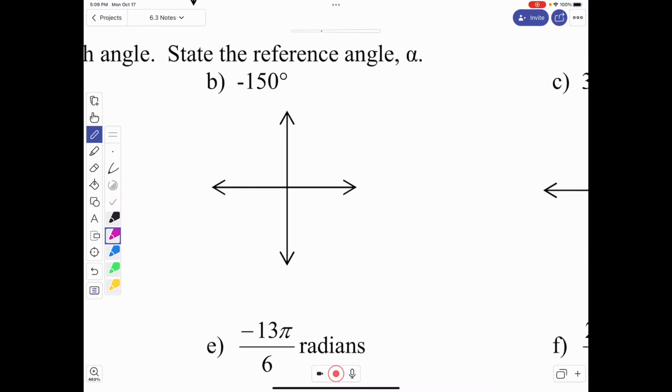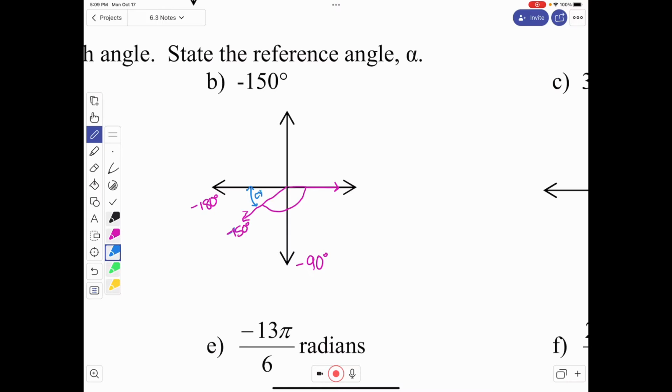Looking at our next one, now this one's negative. We're still going to start on the positive x-axis. That's where we're going to start. Negative 90 degrees is going to be here. Negative 180 is going to be here. So we know we're not going to get quite to 180. We know it's going to be somewhere over here. But our reference angle, we know, is going to be here. So I'm going to label this negative 150.